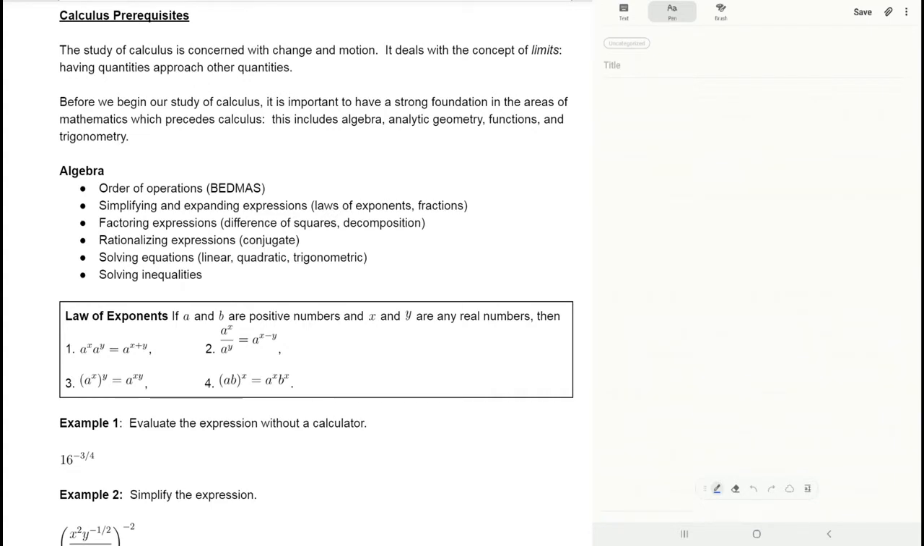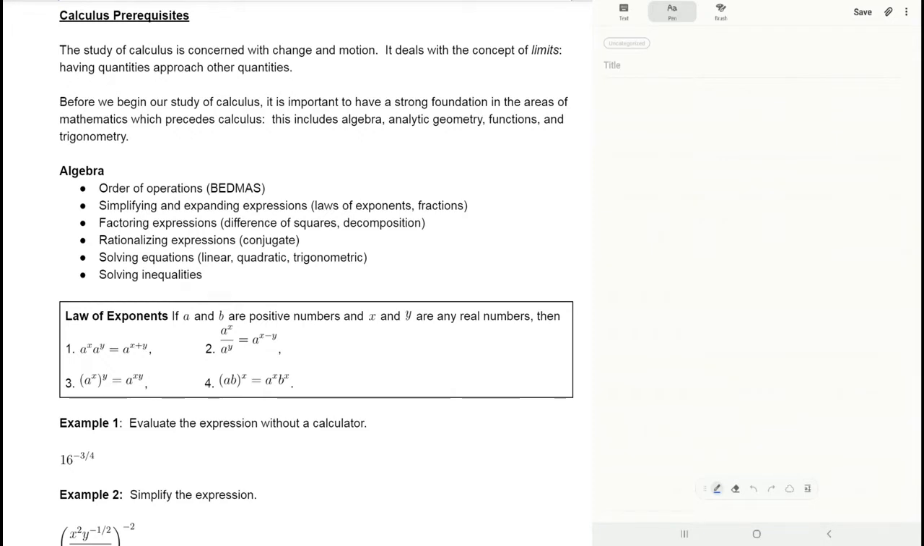In this video we're going to talk about the prerequisites of calculus and the areas of mathematics which we will need in order to study calculus. Now the study of calculus is concerned with change and motion. It will deal with the idea of limits, which are having quantities approach other quantities.